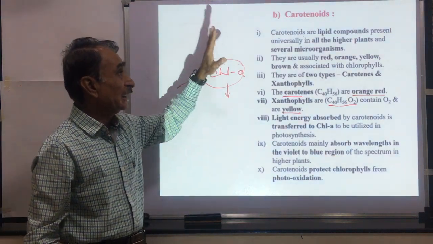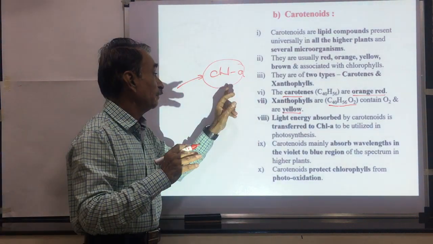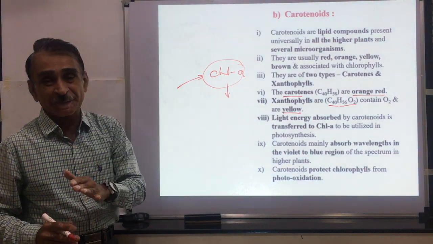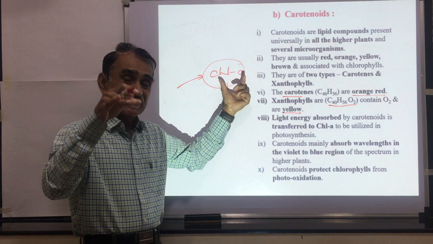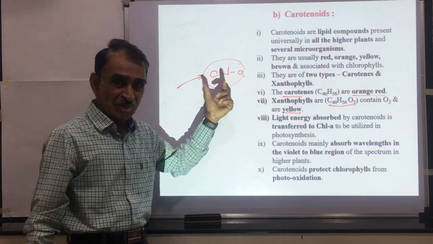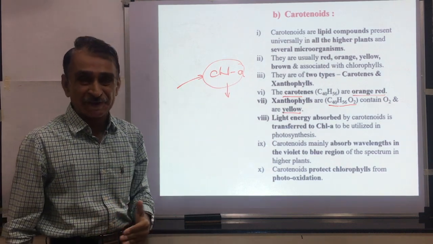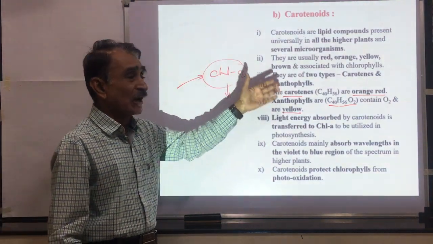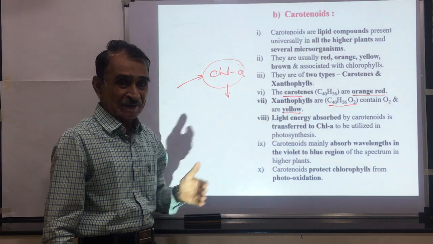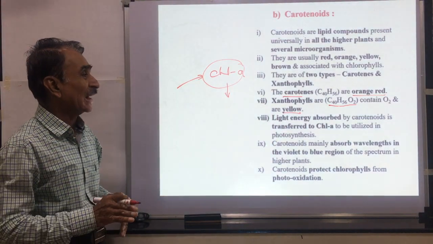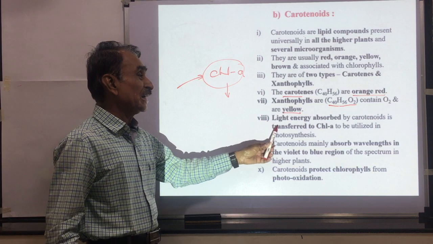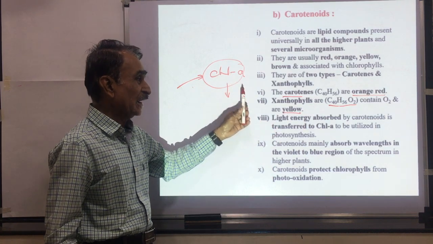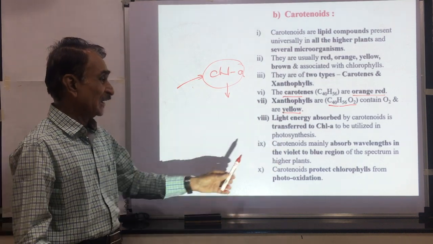That's why pigments other than chlorophyll A are called accessory pigments. Chlorophyll A is the principal pigment that directly participates in the process of photosynthesis, while the remaining pigments, for example carotenoids, xanthophylls, etc., are called accessory pigments. Light energy absorbed by carotenoids is transferred to chlorophyll A to be utilized in photosynthesis.